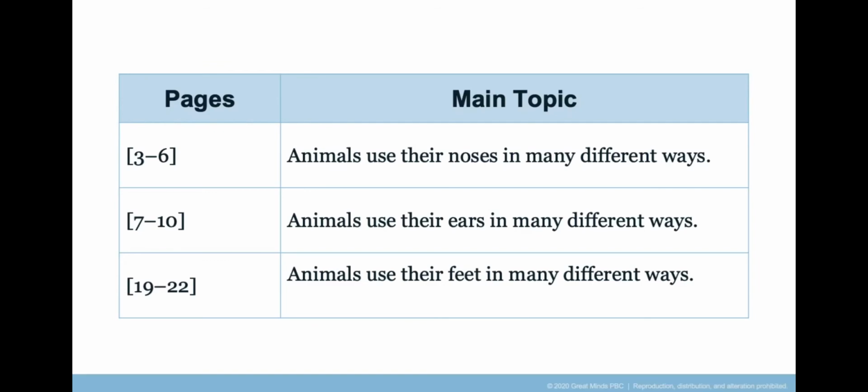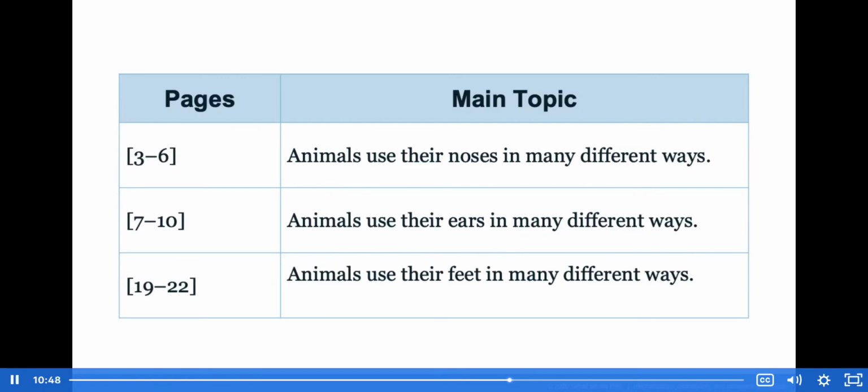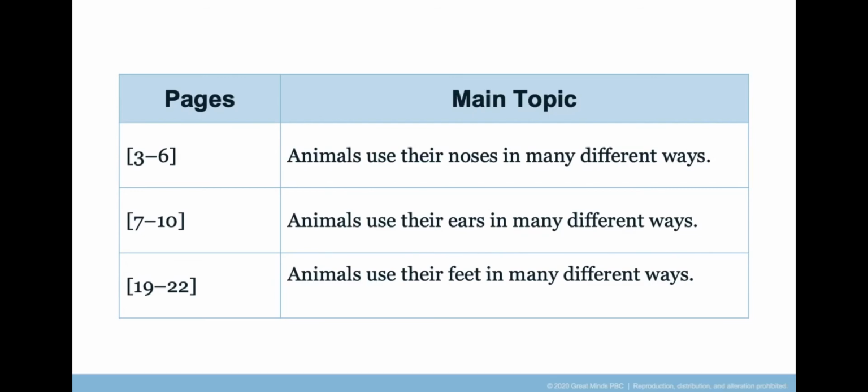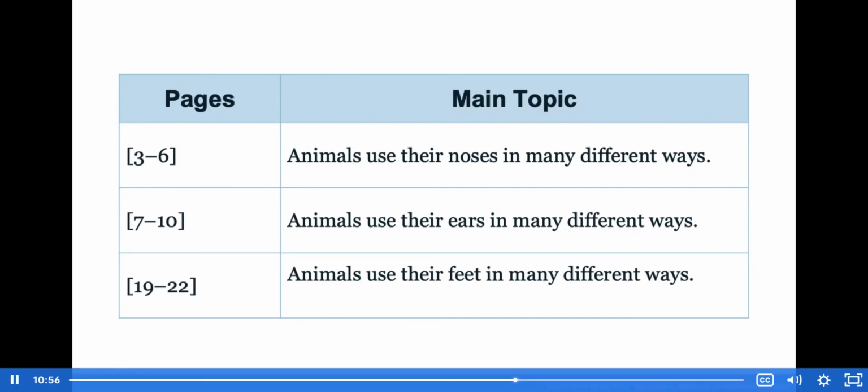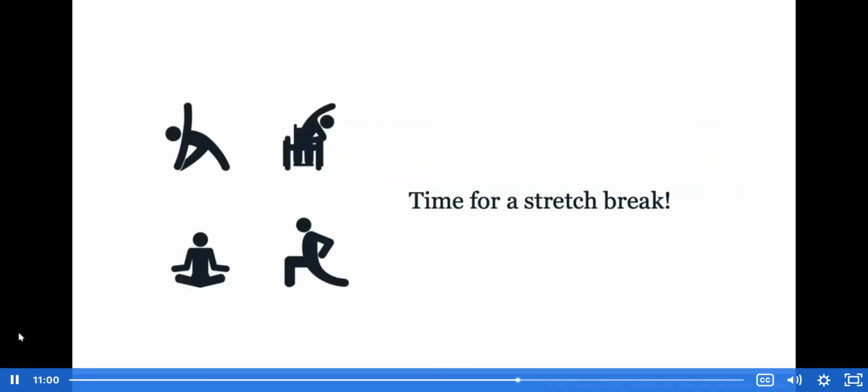I wonder, did you talk about how the main topic of the whole book is that animals use their body parts in unique ways? And lots of animals have the same body parts, but they use those features differently. In a minute, you will be selecting one of those body parts to write about. But before you do, pause the video to take a moment to stretch or take a quick break.